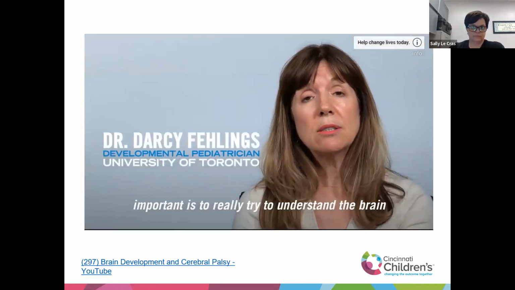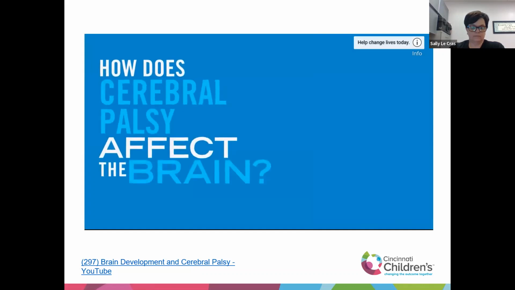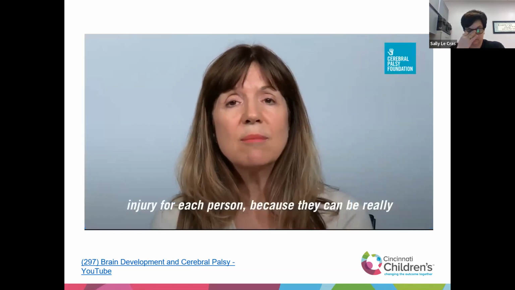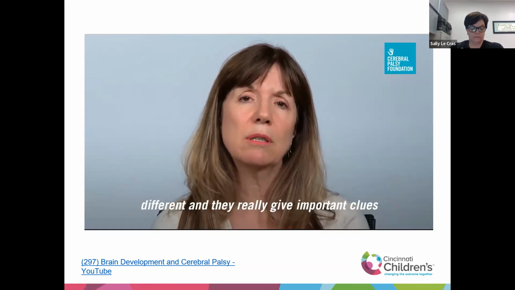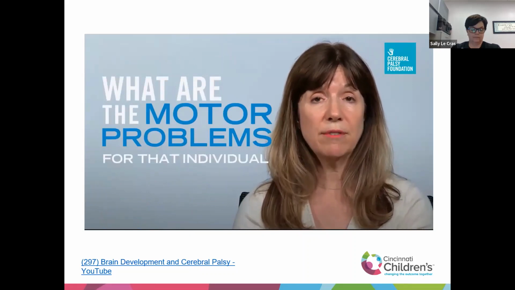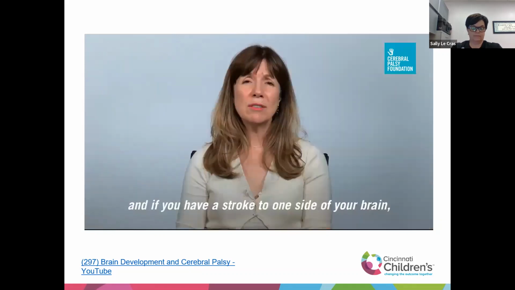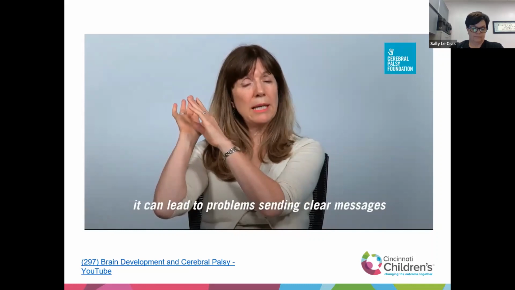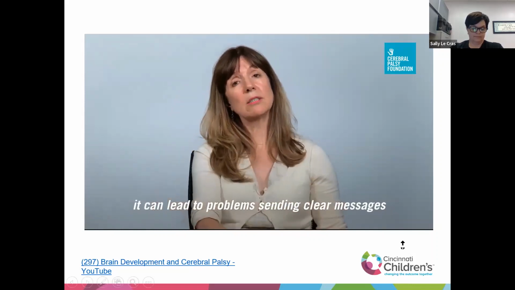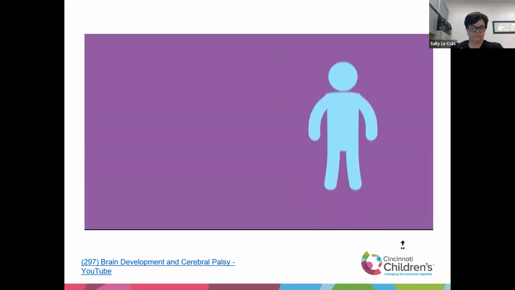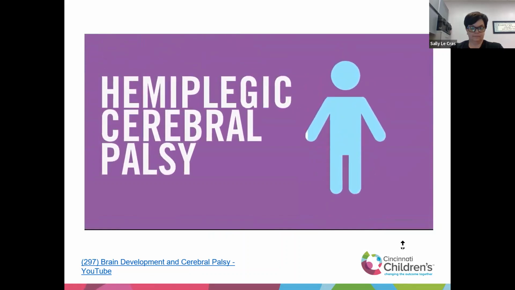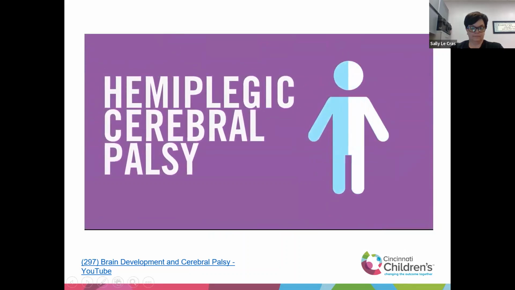One of the things that is really important as a physician is to try to understand the brain injury for each person, because they can be really different and they give important clues to what the motor problems for cerebral palsy are for that individual. Did you know that the time you have the biggest risk of having a stroke is as a baby, not as an adult? If you have a stroke to one side of your brain, it can lead to problems sending clear messages to the other side of your body. We call this hemiplegic cerebral palsy, and it can be either on the right side or the left side.